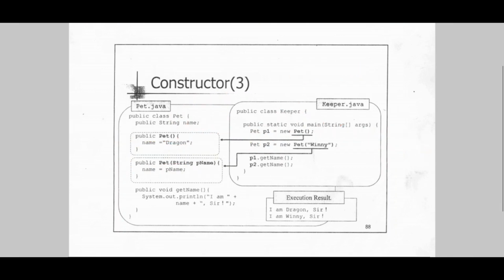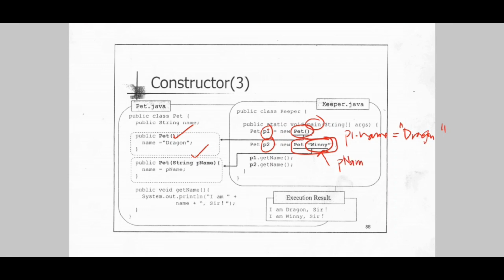So as you can see here, when we run this Java class or this program, since it is using the first constructor, the name of P1 is set to dragon, right? And when we create the second instance P2, we use the second constructor. Since we pass this string value, Winnie, that is the value of the argument Pname here, the name of the second pet, P2, is set to the value of Pname, which is Winnie. So P2 dot name is equal to Winnie.